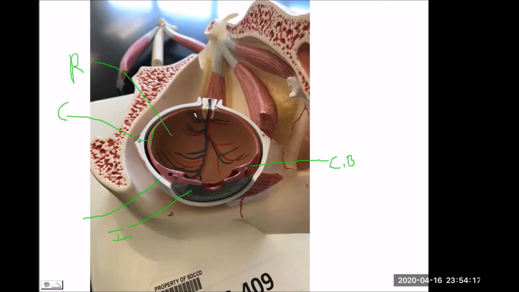And on the retina, we're able to see the labeling for a fovea. And you can see the nerve coming out. So this must be the area of the optic disc.